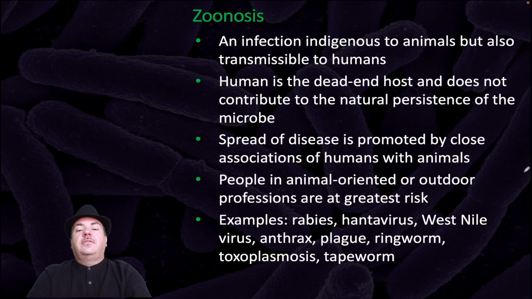Zoonosis: an infection indigenous to animals but also transmittable to humans. Humans are the dead-end host and do not contribute to the natural persistence of the microbe. Spread of disease is promoted by close association of humans with animals. People in animal-oriented or outdoor professions are at greatest risk. Examples include rabies, West Nile virus, anthrax, plague, ringworm, and tapeworm.